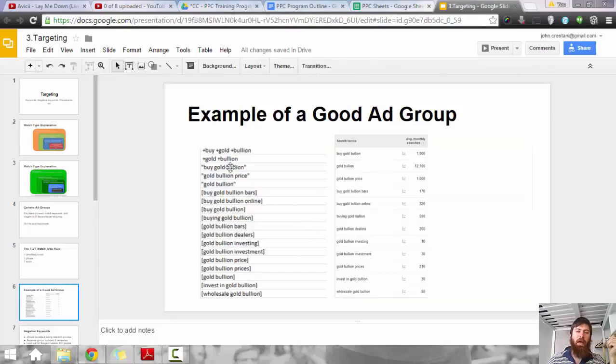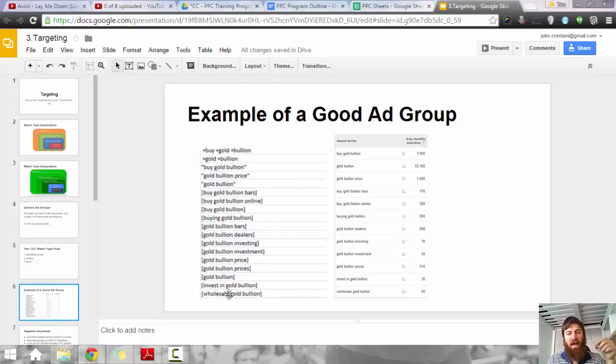Here's an example of a good ad group. In this case, I have 2 modified broad keywords. I have gold bullion. Gold bullion is really the main modified broad keyword in this group. And notice I put buy gold bullion in just because it has a lot of search volume. And I have a couple phrase match, which are the most popular search terms, such as gold bullion price and gold bullion itself, and then buy gold bullion.